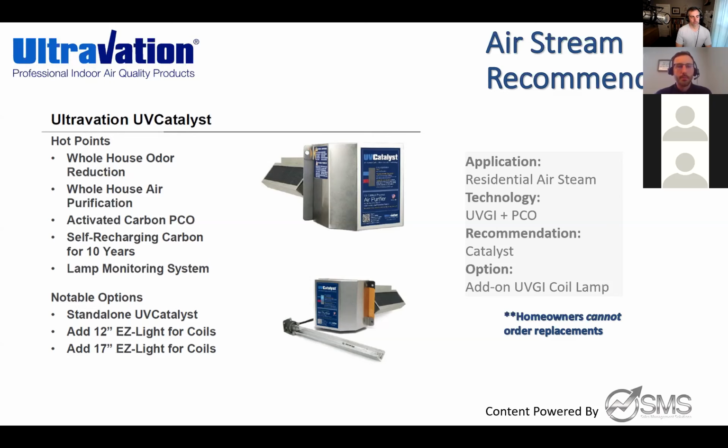Some of the hot points include whole house odor reduction when it comes to the Catalyst, and that is because of the PCO. If you notice on the Catalyst, you'll see 3 carbon modules. You can't really see it from here, but just like the Advantage has 1 PCO carbon module going over the top of the UVC lamp, this one has 3. It is a whole house air purification. It has activated carbon PCO, which means it does not have any ozone. It has a self-recharging carbon for 10 years. It also has that lamp monitoring system.